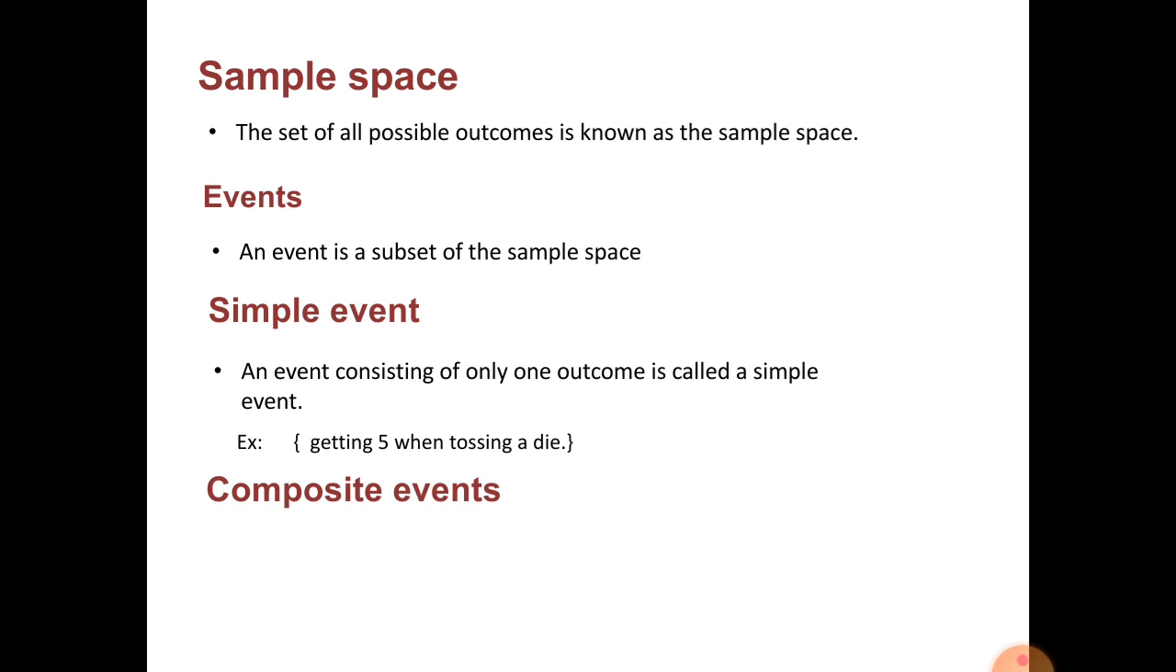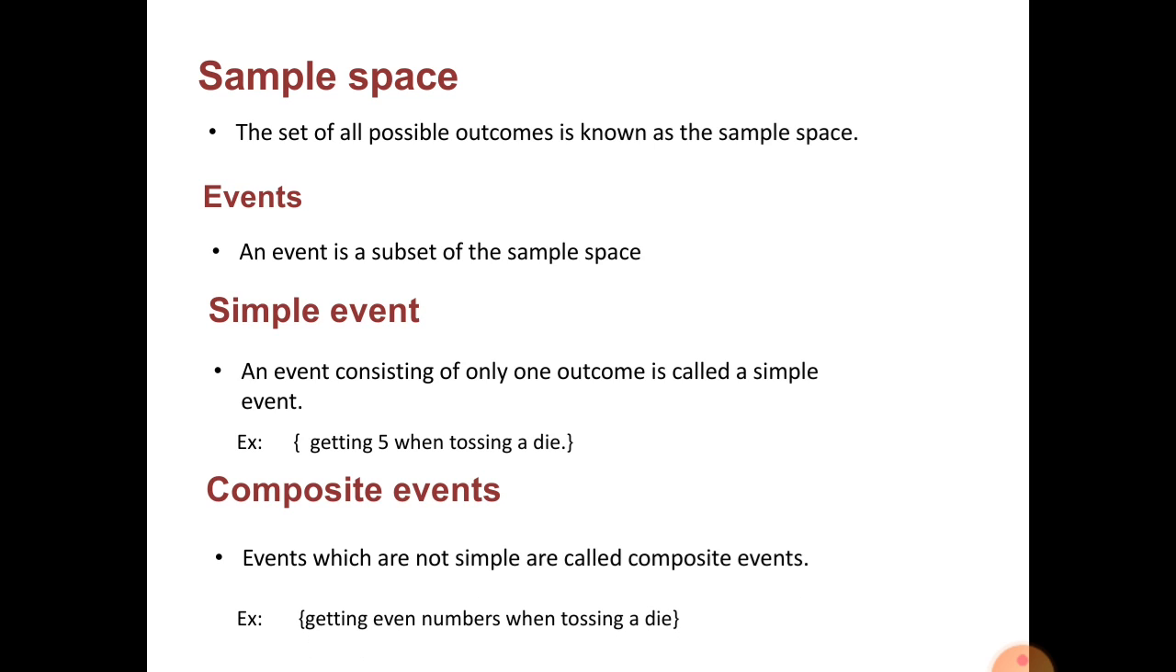Composite events. Events which are not simple are called composite events. That is very simple. For an example, getting even numbers when tossing a die, you will have 2, 4, 6 as the answer.